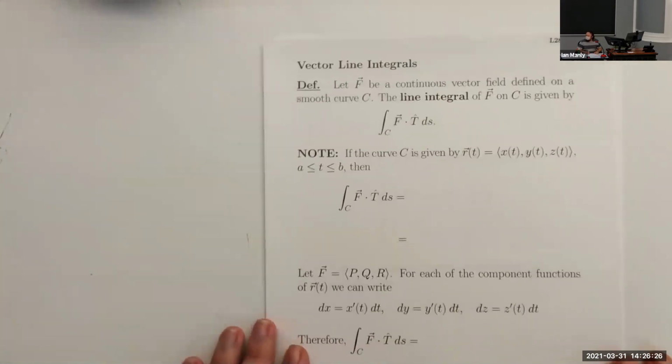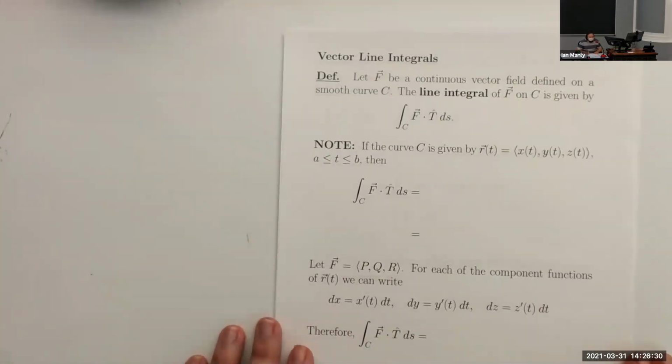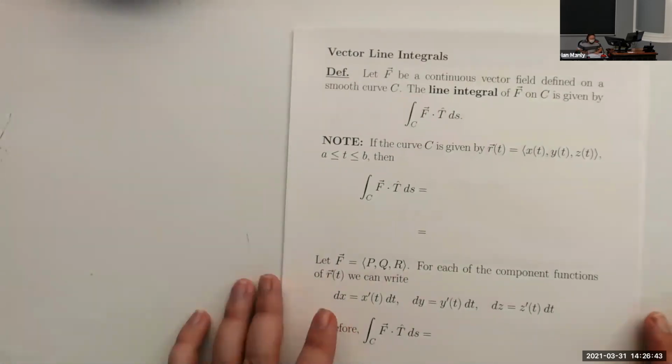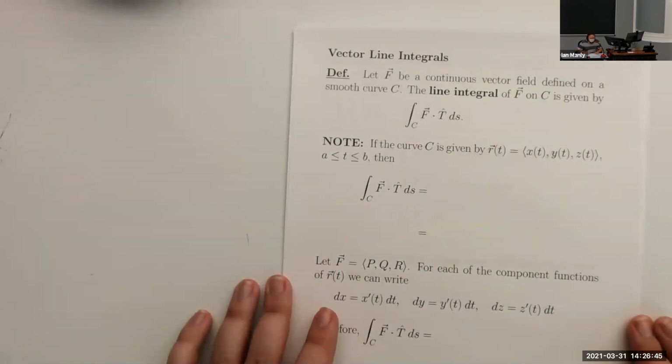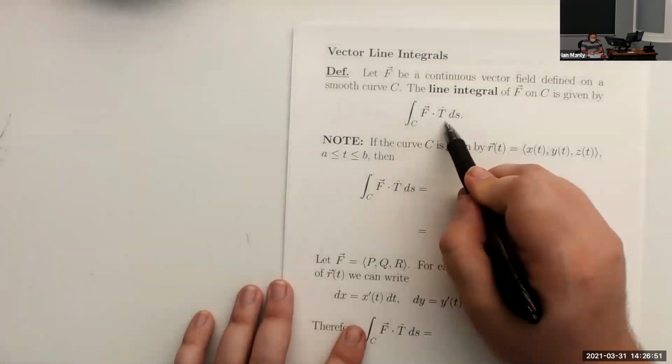Just like how we have scalar line integrals, there's also something called a vector line integral. Suppose that F is one of those continuous vector fields that we introduced last time. Remember, a vector field is a way of assigning each point in space a particular vector. Let F be a continuous vector field defined on a smooth curve C. The line integral of F on C is given by this right here.